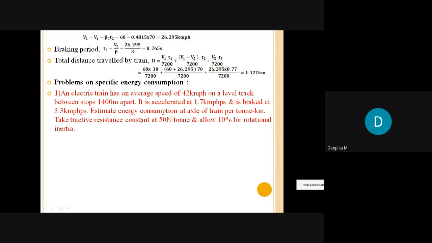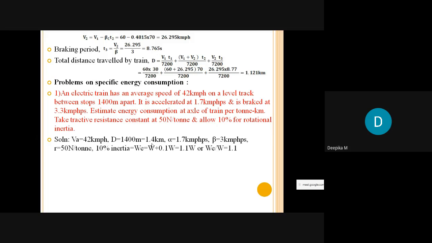So we have to calculate the energy consumption. Till now we have solved problems on specific energy output, but here we are going to solve on specific energy consumption. We have to calculate it at the axle of the train per ton kilometer. The tractive resistance is given directly, so we need not multiply by 9.81; the value is again 50 newton per ton. And for rotational inertia, we have to allow 10% inertia.